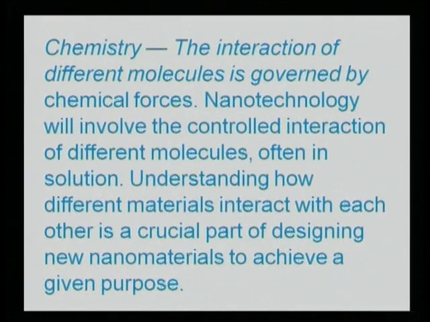produces a particular characteristic of the compound. So, chemical interaction between molecules is also governed by chemical forces, where nanotechnology will involve the controlled interaction of different molecules, often in solution. So, understanding how different materials interact with each other is a crucial part of designing new nanomaterials to achieve a given purpose.